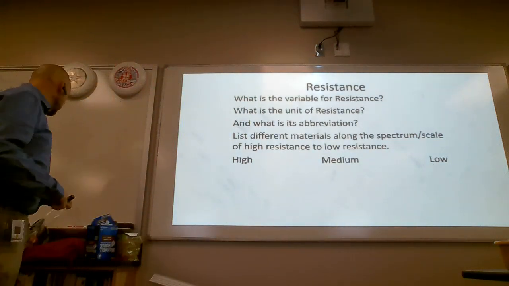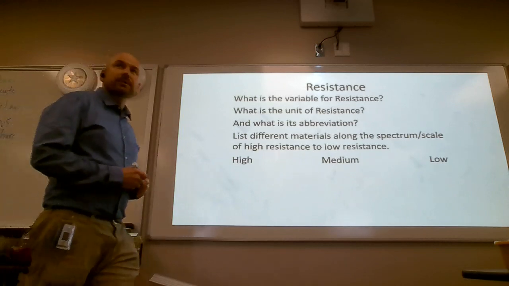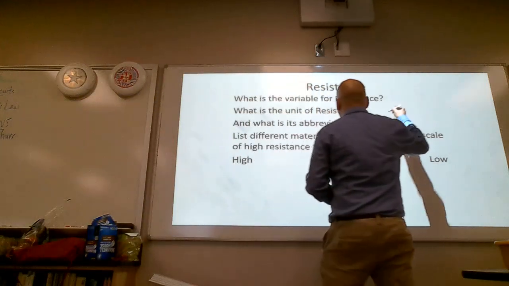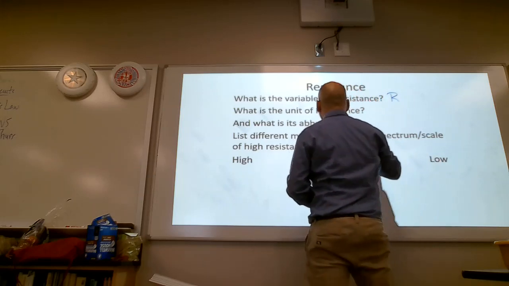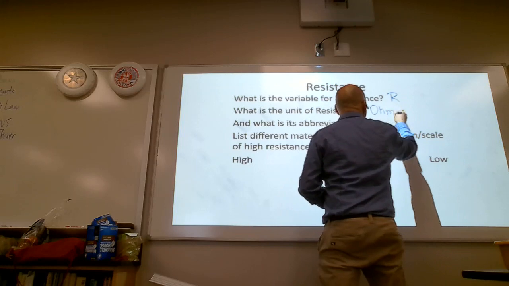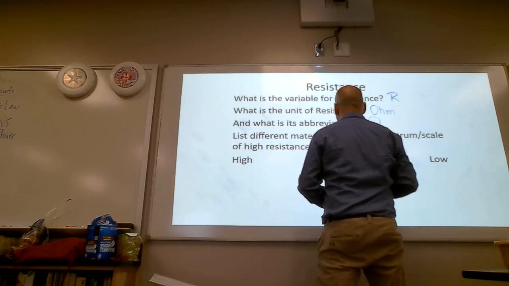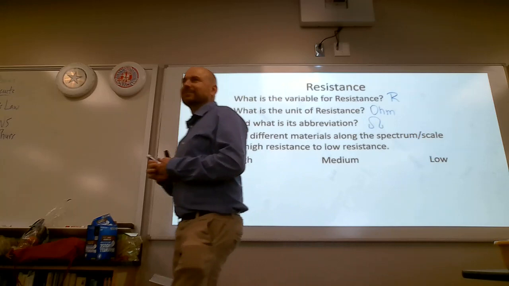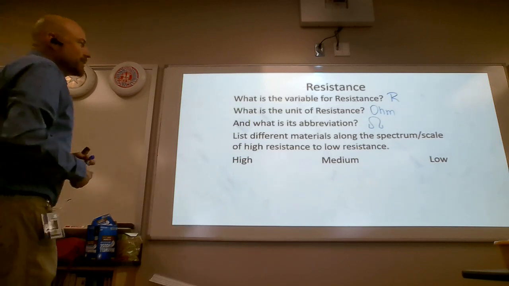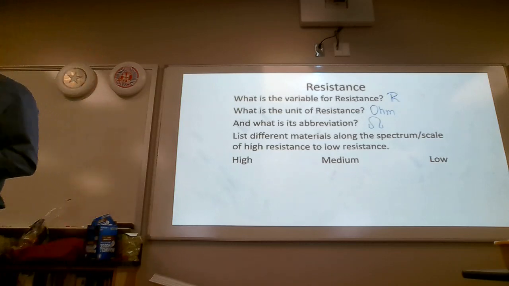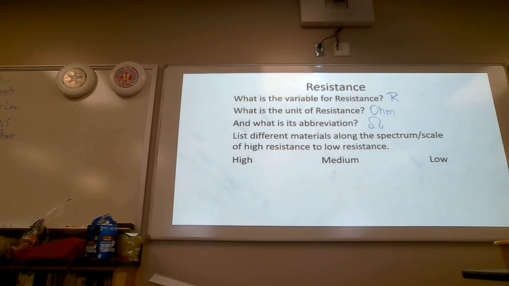So the third measurement is known as resistance. The variable for resistance is capital R. Finally, a variable that makes sense. The unit for resistance is ohm. The symbol, the abbreviation for ohm, that's the fun one, capital Omega. That takes a little bit of practice to make. Okay. So resistance has to do with the material the current is flowing through. It's the whole conductor versus insulator.